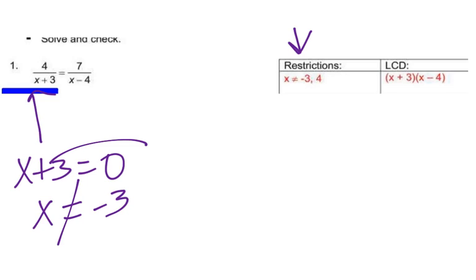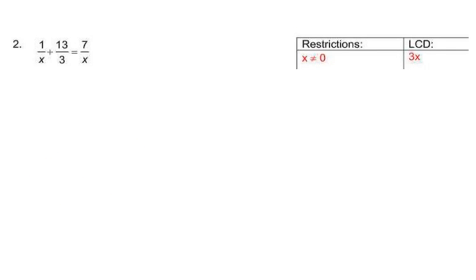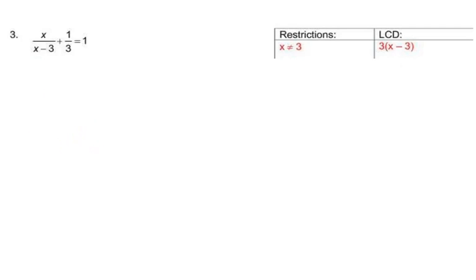Then you write your least common denominator. That's what we've been doing. We find our common denominator. Then it works the same after that. On this one, your restriction is just x cannot be 0. This 3 doesn't affect your restriction at all. You use the 3 and the x for your common denominator.